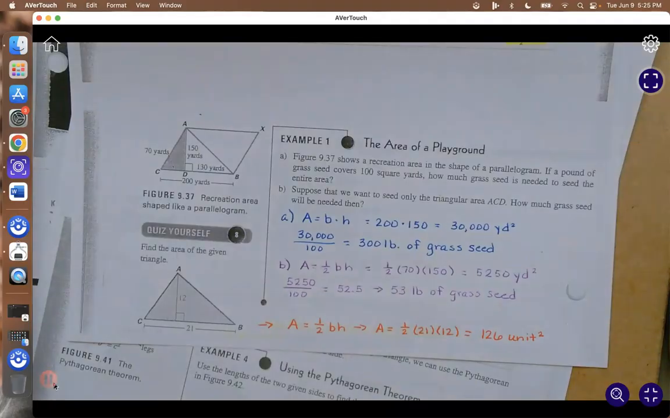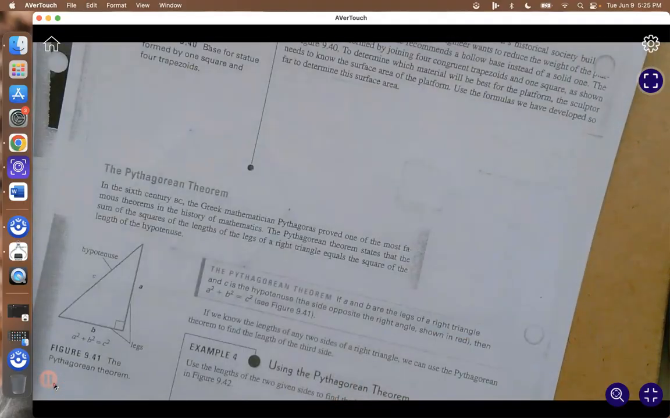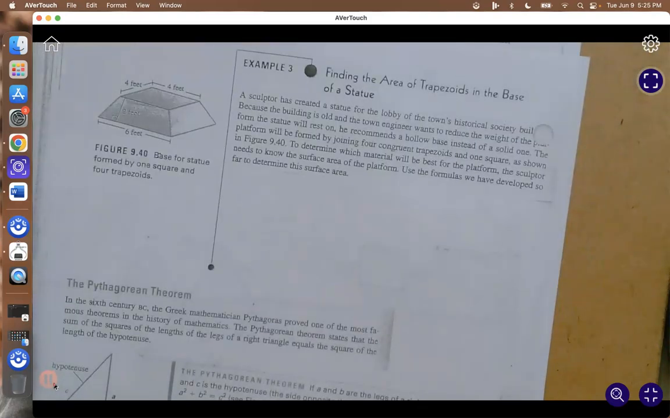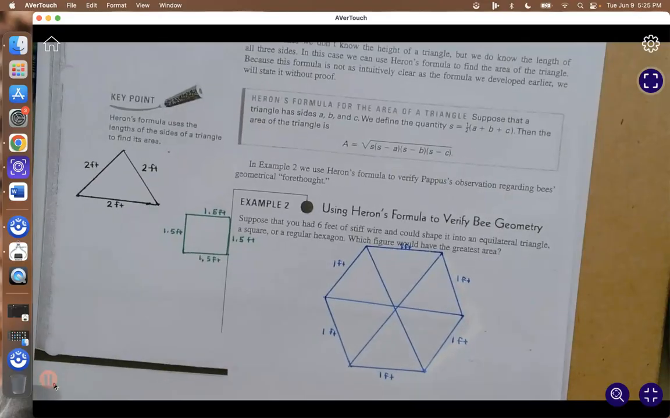All right. Next page. Okay, finding the area of trapezoids, oops, I got that turned over to the wrong side.